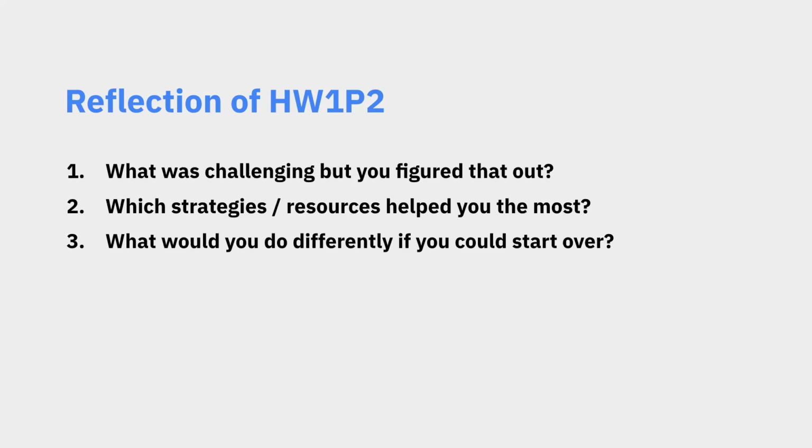I think from homework 1, part 2, the most challenging part was that I had never done deep learning or anything like that before. So what was most challenging, and what I was able to figure out, was what training a model looks like: how to make your dataset, make your data loader, and set up your network, and all the small things you have to do to actually train a model. And I think the strategy and resource that helped me the most was going to TA office hours.